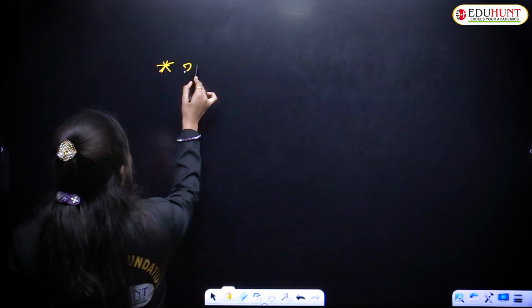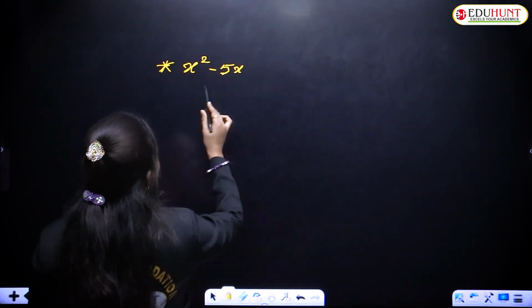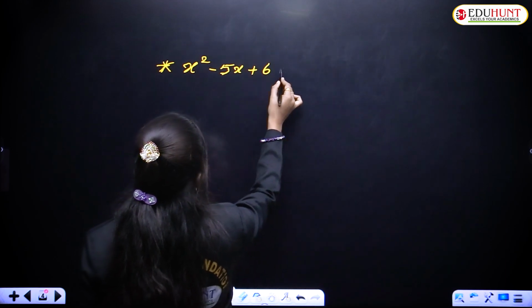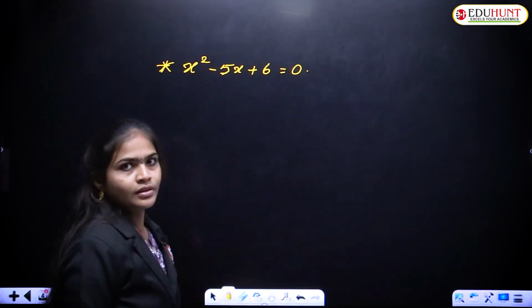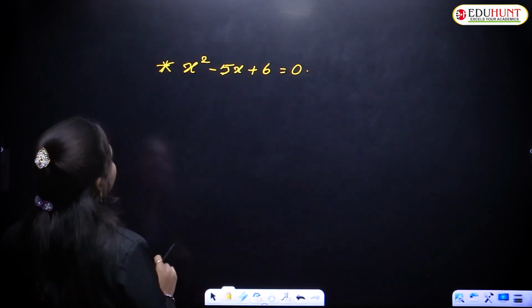So, here I will take one of the examples. At the starting only I told you that I will take one example and show you in all the methods. So, x square minus 5x plus 6 is equal to 0. In those two methods also we used the same example.